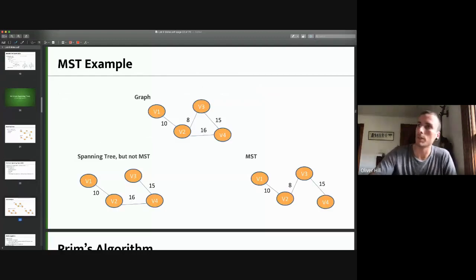Okay, so here's a graph, and there's different ways to connect it into a spanning tree. This one, for example, is a spanning tree, but this one is the minimum spanning tree because we're still connecting all 4 nodes, but instead of this 16 weight, we have this 8 weight. Okay, great.